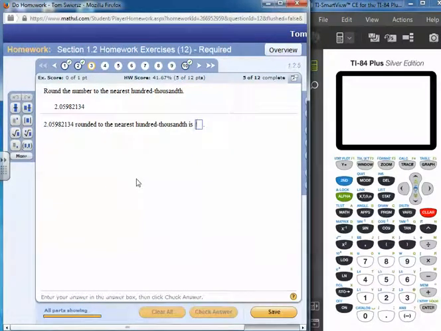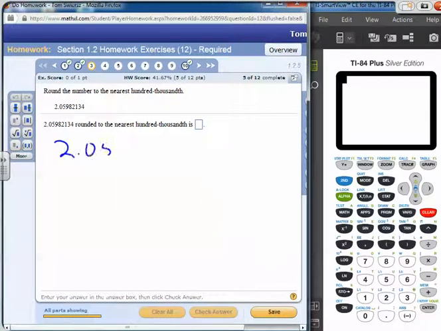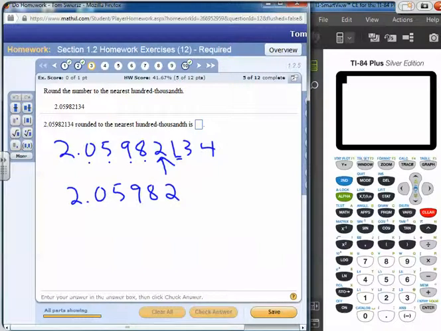To the nearest 100,000, okay, 100,000-thousandths, we've got 2.05982134. Tenths, hundredths, thousandths, 10,000ths. 100,000ths is the 2. It's the 1, 2, 3, 4, 5th place. To the right of the 2 is a 1. 4 or less, so we keep it the same. So it'll be 2.05982 to the nearest 100,000th. Tenths, hundredths, thousandths, 10,000ths, 100,000ths. 5 decimal places. All right, let's go ahead and put that in.